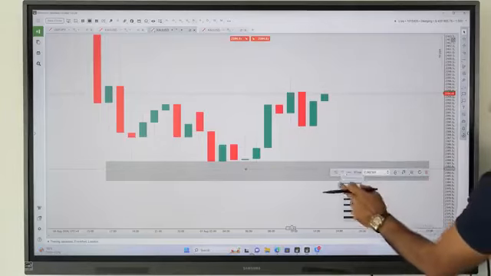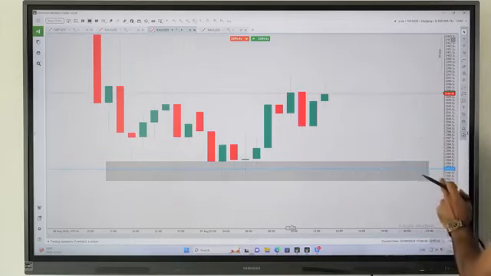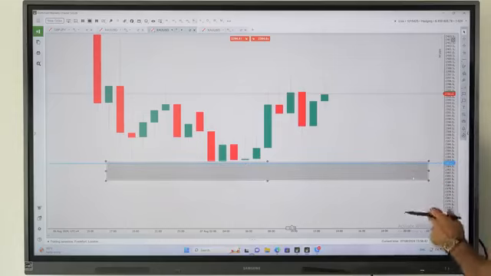line. Let's make this a little bit thicker. Let's make this a little bit blue. So here we go. We got this price here, right? We got this price, 2383. This is the box over here.